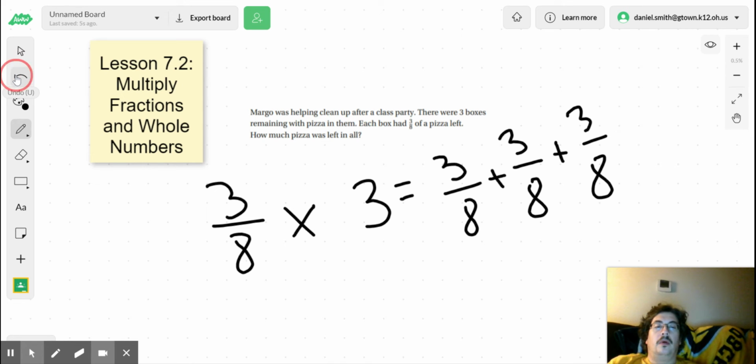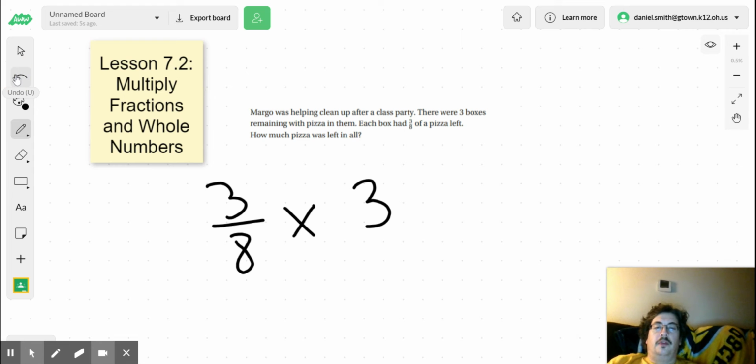But there's still another way that you could multiply this. Recall again that all fractions are division problems. And since that's true, I can rewrite my 3 wholes as 3 over 1. Because if I divide 3 by 1, I'm going to get 3. So I really didn't change the value. But writing that 1 below in the denominator is going to come in handy.